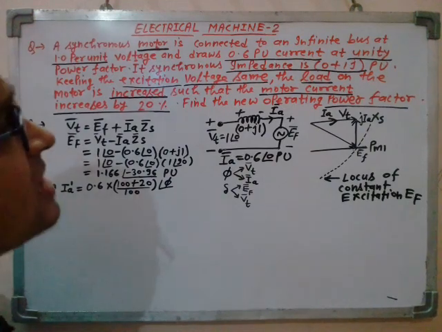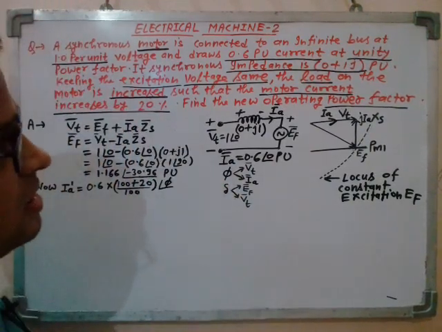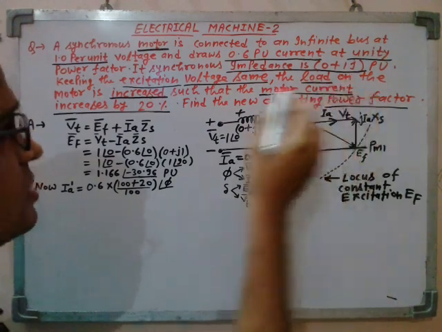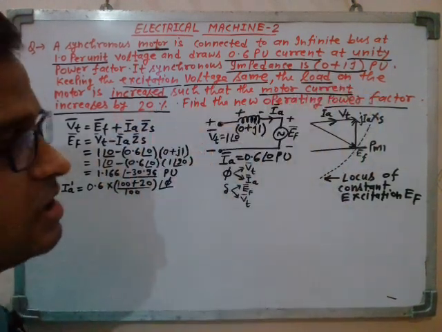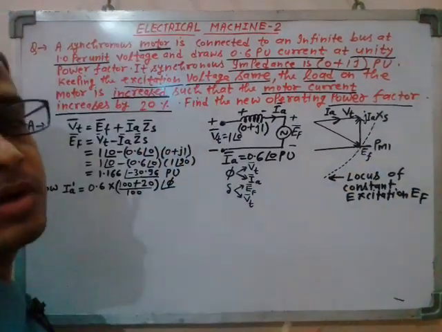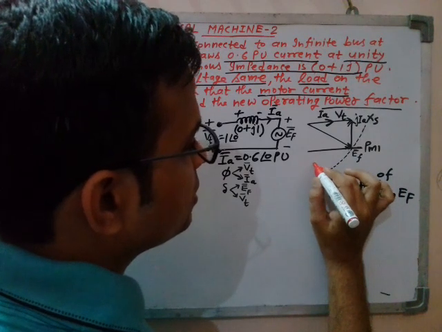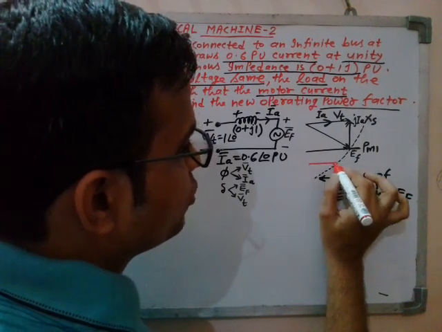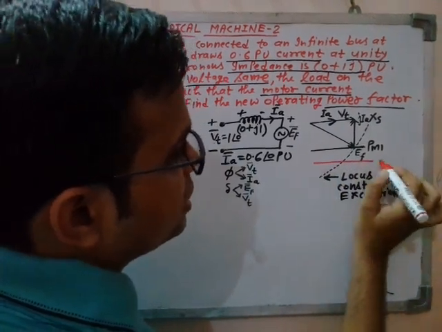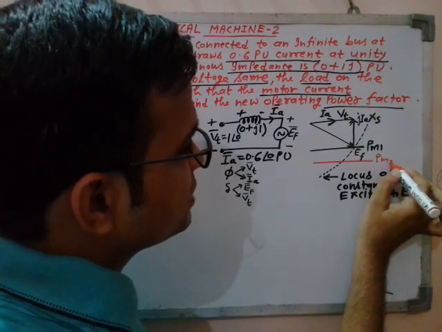Now in the second case he is saying that you have to increase the armature current by 20%. You have to increase the mechanical load such that the armature current increases by 20%. So now I am going to increase the load on the motor. Suppose this is the new mechanical load which has now been increased.